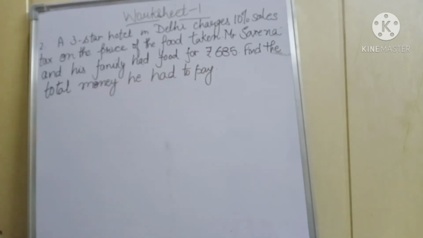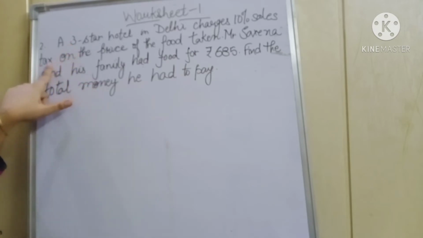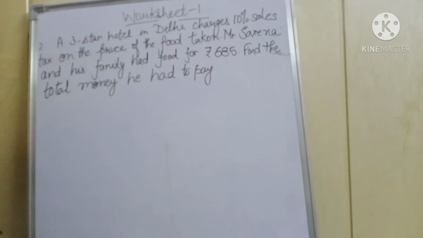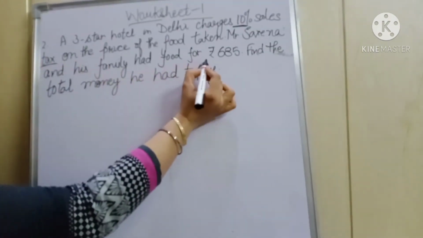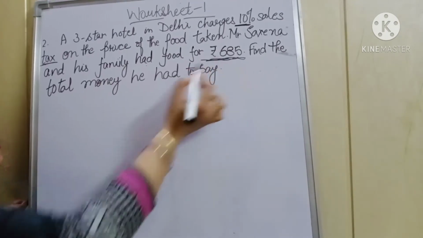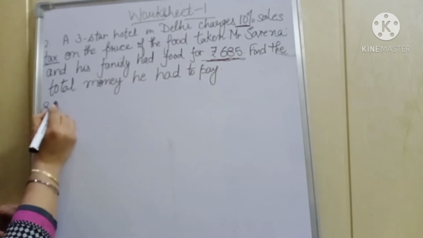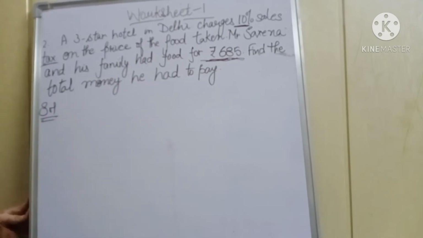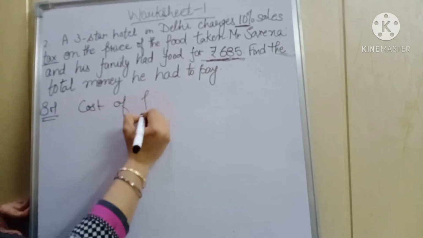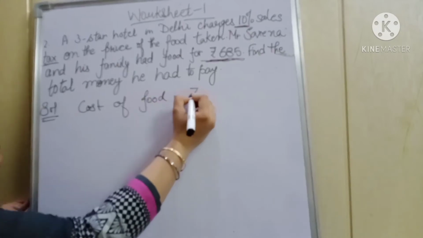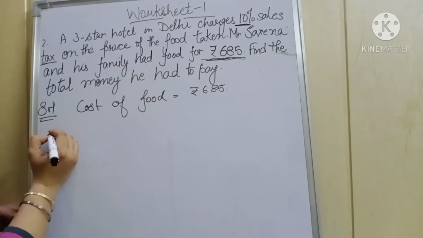So how much money is he going to pay? How much tax is going to be charged by the hotel? 10%. Tax charged by a hotel is 10% tax, and the amount of the food order is rupees 685. Let us solve how much Mr. Saxena paid. Cost of food is equal to 685.